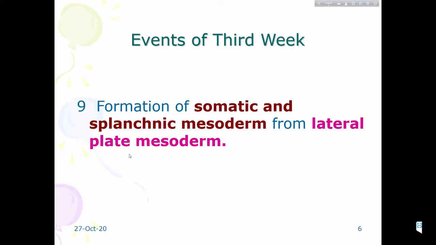Number 9 event is the formation of somatic and splanchnic mesoderm from lateral plate mesoderm. In the 2nd week, there was formation of somatic and splanchnic mesoderm, but that was extra-embryonic mesoderm. Here in the 3rd week, somatic and splanchnic mesoderm form from the lateral plate mesoderm, which is a part of intra-embryonic mesoderm. There is a difference, remember.